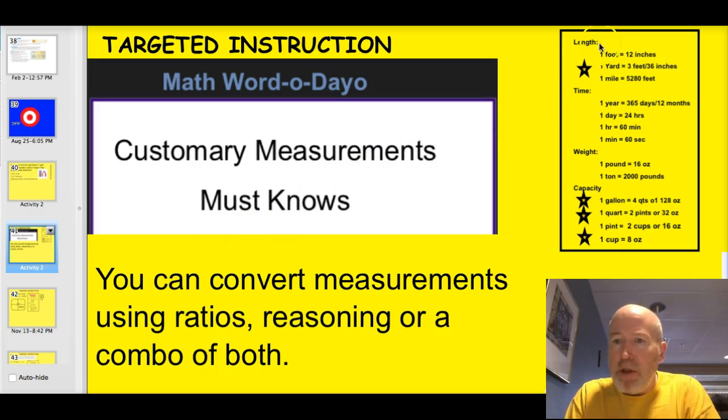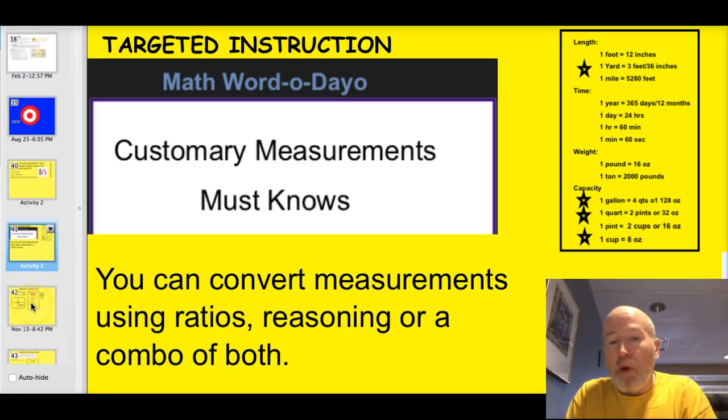So just a quick review, these customary measurements, you really will be using this chart a lot tonight, but you have to familiarize yourself with them and at least know these starred ones here. So if you want to pause and read over those, you can. So tonight we're going to be converting customary measurements using the ratios or reasoning or a little bit of both, but typically tonight we'll just be doing the ratio box.